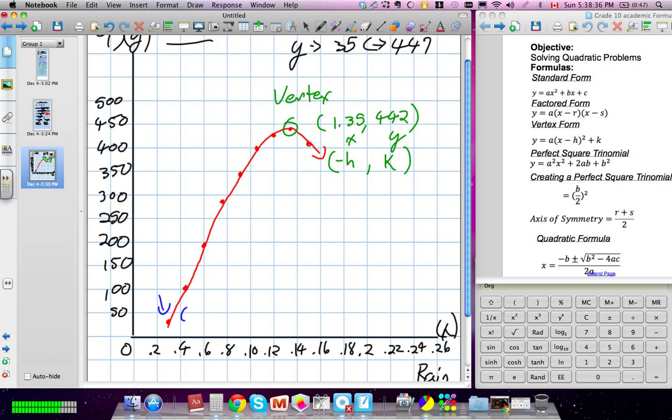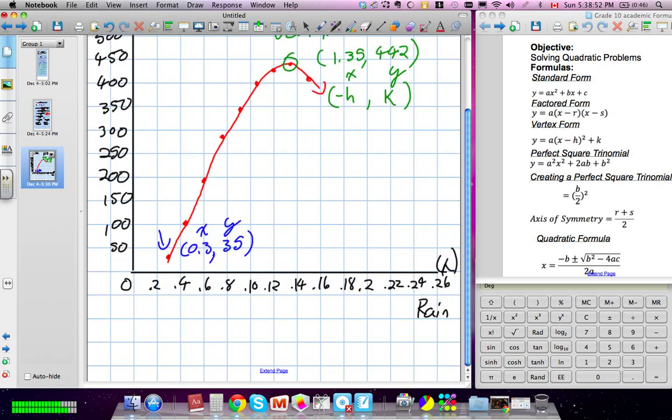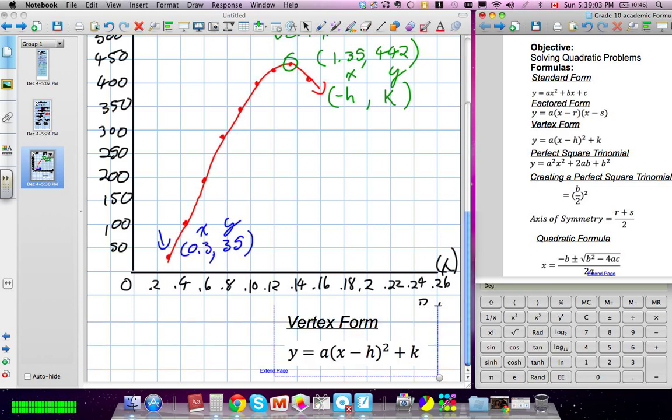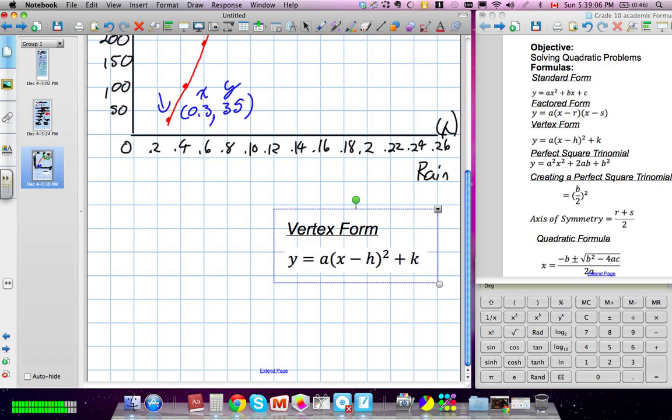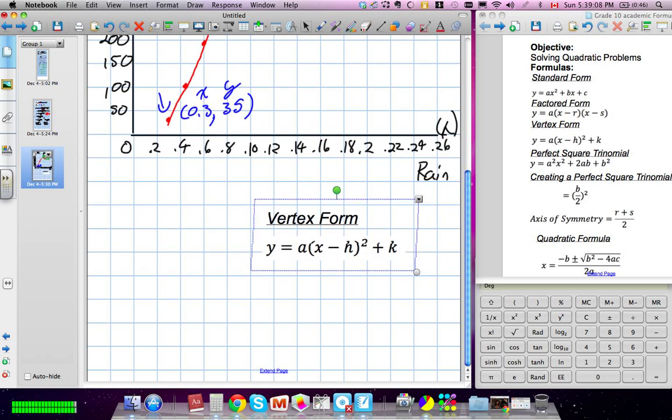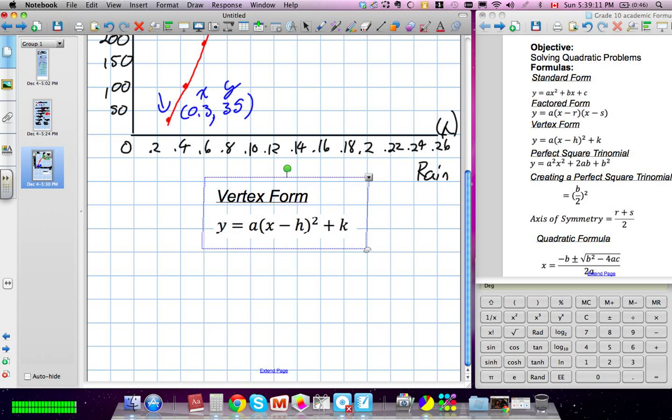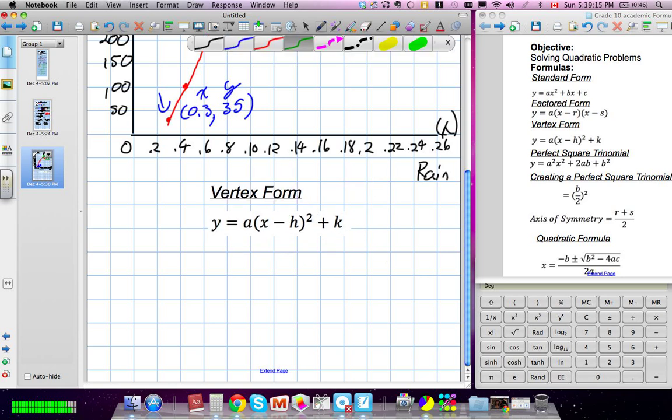So let's go down. Let's get our vertex form out here. Vertex form. There we go. So we got our vertex form. Now we said the h and the k was going to be our vertex that we said from above. So our vertex they'd given us was 1.35, 442. So that's going to be our negative h and k. Right? So let's plug those in to start.